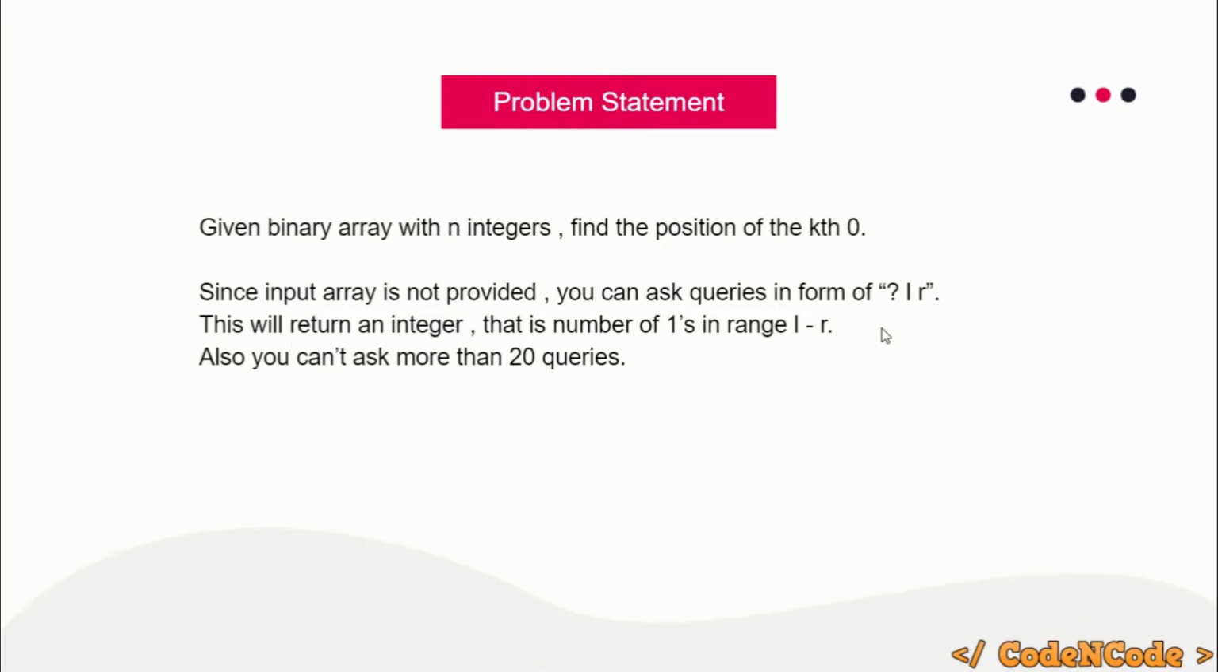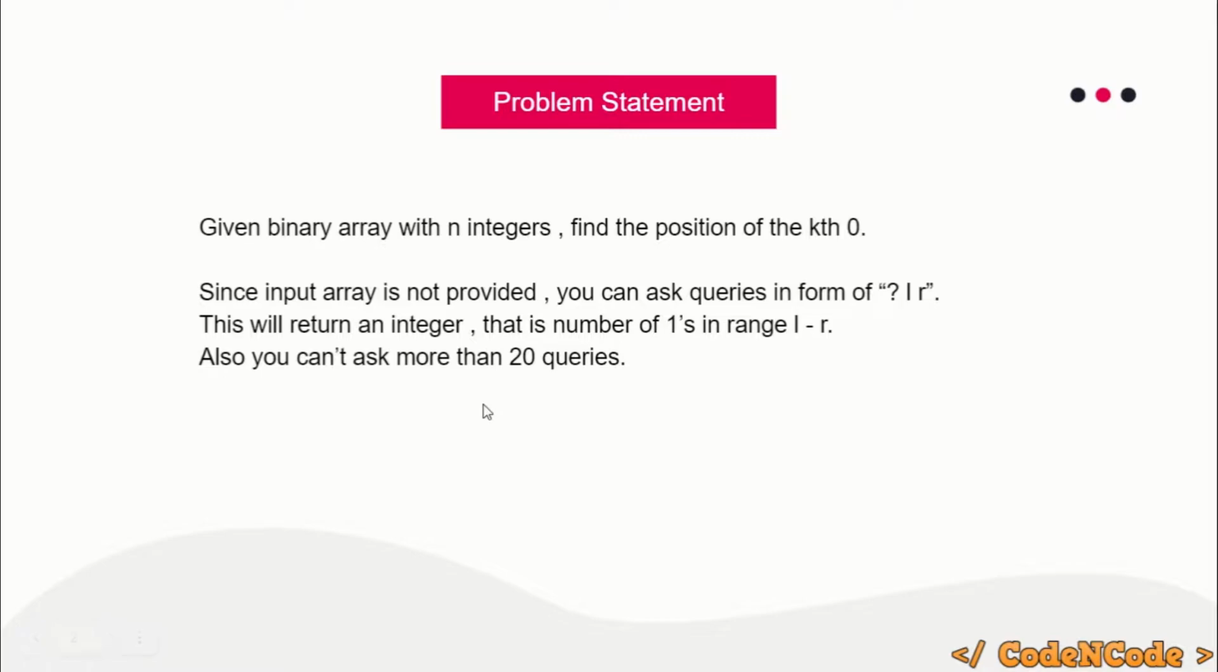So the problem statement is you are given n integers. The integers are not given as input, by the way. Only n is given, and also the k that represents the kth integer which we need to find. n represents the number of integers in the array. This is a binary array, so each integer is either 0 or 1, and since we don't know the actual array, we can ask queries of the form ? l r. It returns an integer that is the number of ones in the range L to R. If you know the number of ones in the range L to R, you know the number of zeros in the range L to R as well, right?